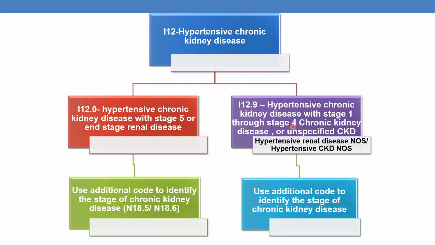And for stage 1 to 4 or unspecified CKD, I12.9 is used. I12.9 indicates hypertensive chronic kidney disease with stage 1 through 4 chronic kidney disease or unspecified chronic kidney disease. For hypertensive CKD NOS and hypertensive renal disease NOS, the code is I12.9 only. And whenever we are coding I12.9, you need to use an additional code from the category N18.1 to N18.4 or N18.9 in order to indicate the stage of CKD or unspecified stage.